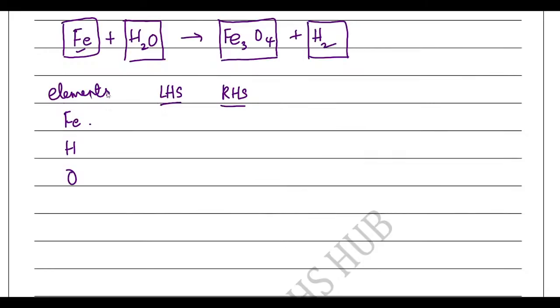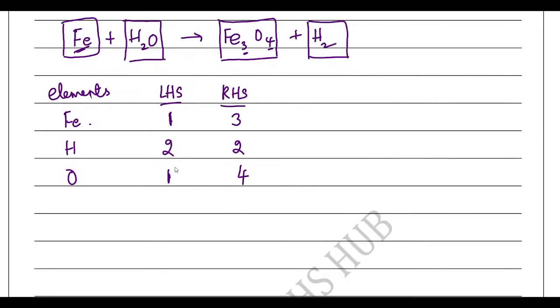On the LHS, iron we have 1 atom, on the RHS we have 3. In the same way, hydrogen we have 2, on the RHS we have 2. In the same way, oxygen we have 1, on the RHS we have oxygen 4. See, the number of atoms in the LHS should be equal to the number of atoms in the RHS. Then only we can say that the chemical equation is balanced. But you can see here, the number of atoms on the LHS and on the RHS is not equal.